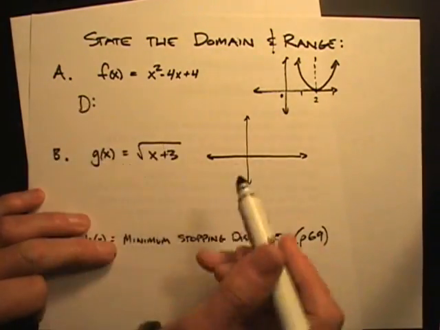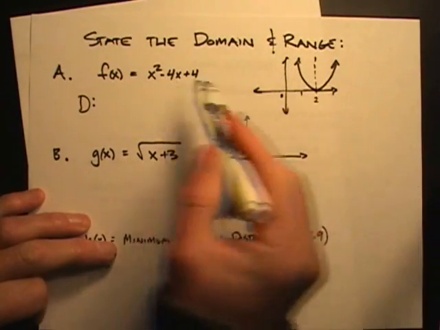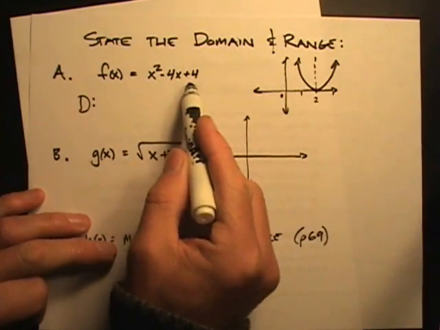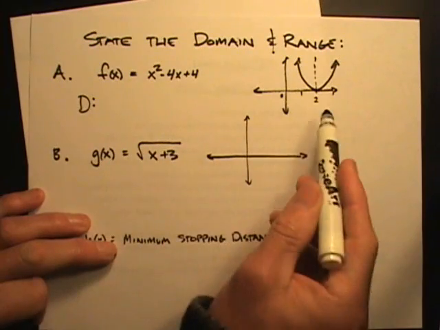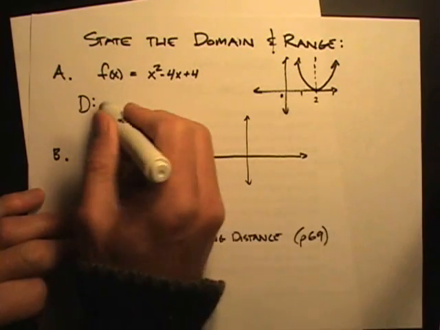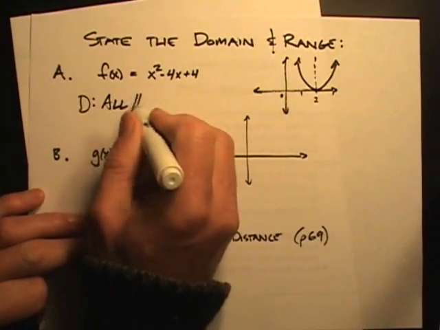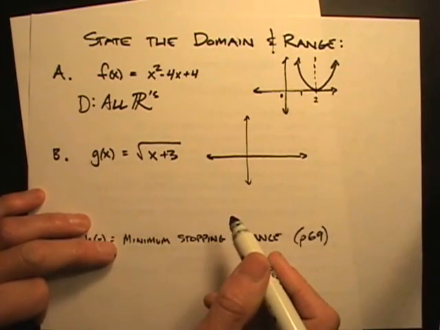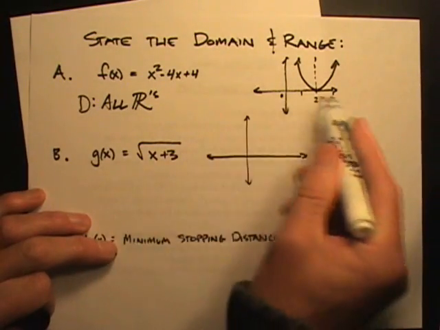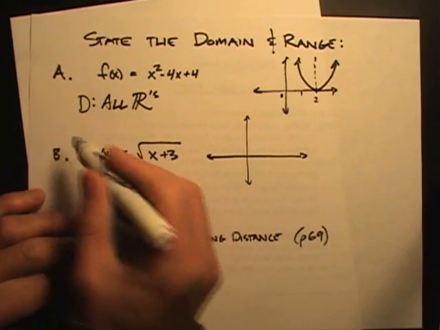Well, you'd say that the domain can be any x. There's no value of x that I can plug in there that's going to violate any of our rules of mathematics. So I can put in simply all real numbers. And this is a little abbreviation that mathematicians use for all real numbers. Anything on the number line can be part of the domain.